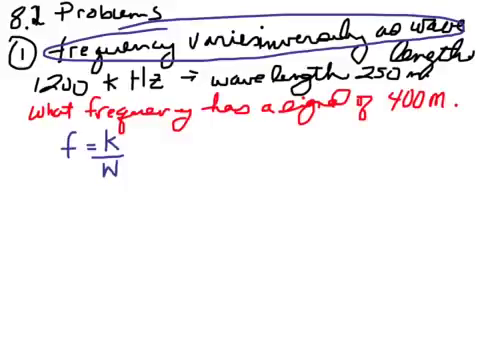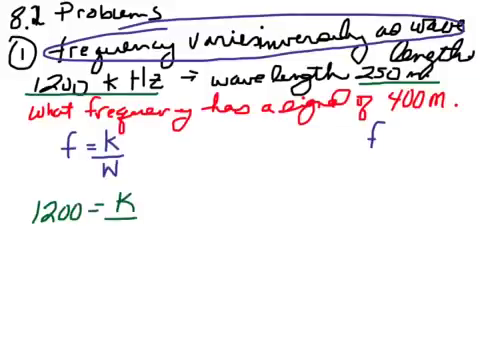So what they want us to do, they give us one piece of information that we can plug in, and then they ask us to find what frequency has a signal of 400 meters. So we're actually trying to solve for an F at the end. If you look up at the information they give us, I'll use green to underline it. 1200 kilohertz is the frequency, and 250 meters is the wavelength. So let's plug in 1200 kilohertz. We've got some constant K on top, and on the bottom we're going to plug in the W, the wavelength, which is 250 meters.